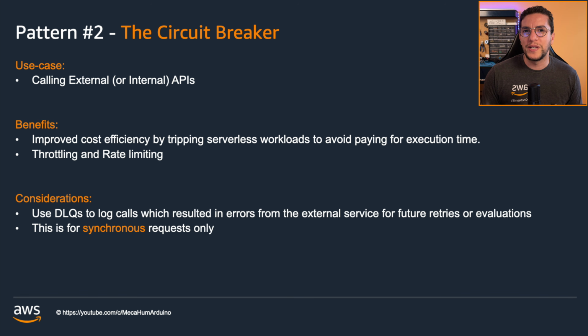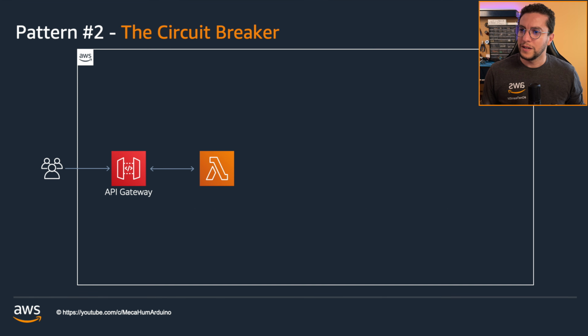And the first thing you should consider is the addition of dead letter queues, DLQs, mainly when you want to retain something for future retries, analysis, inspection, at a later date. And the second thing is this pattern is only suitable for synchronous requests, and you'll see why on the next slide. So let's look at how we can implement the circuit breaker pattern on AWS using nothing but serverless technologies.